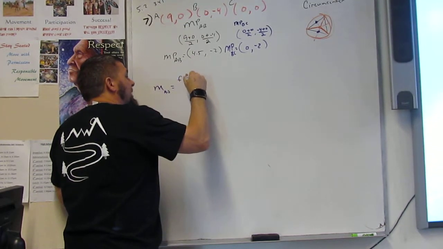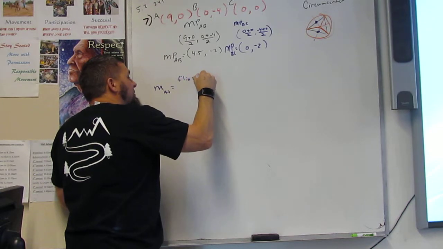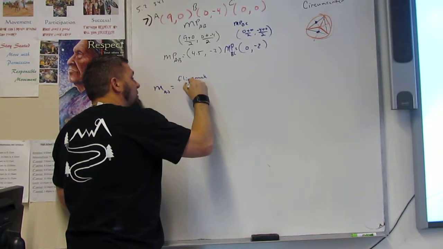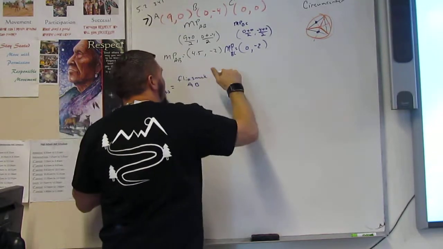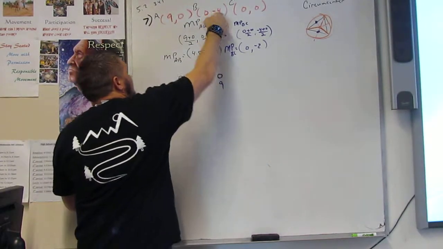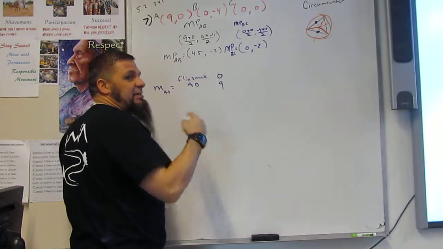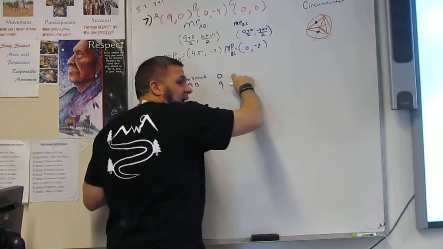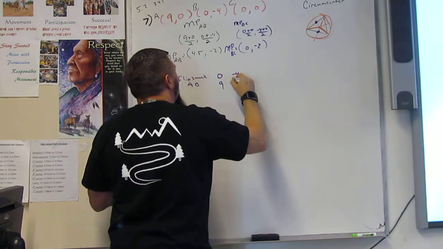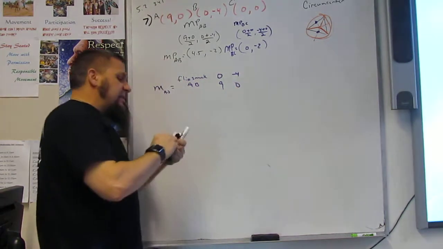Flip and smack AB. What does that mean? That means I take this, I flip it, 0 over 9. I take this, I flip it, or I stack it. Stack it and smack it. It's up to you. Okay? Remember, y is on top. Negative 4, 0. And then I smack it.